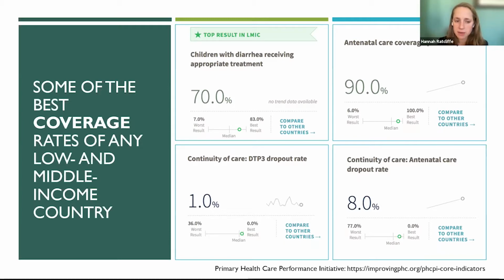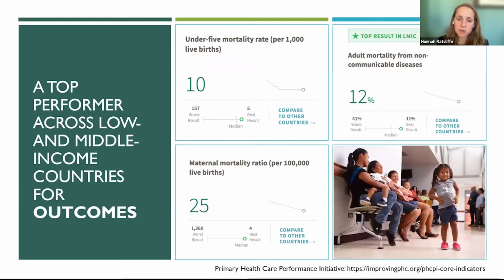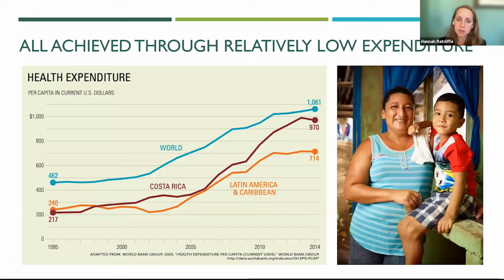If we go to the next slide. We also have seen that Costa Rica is a top performer, has some of the best outcomes, again, among all low and middle income countries on indicators ranging from maternal mortality to under 5 mortality to adult mortality due to non-communicable diseases. And the next slide, please.